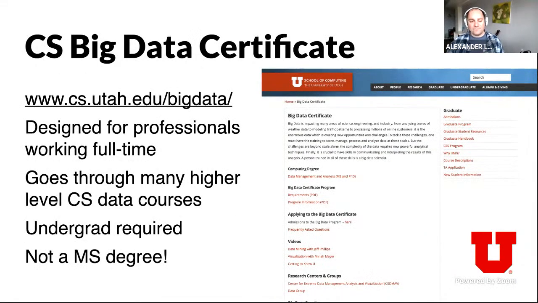From the CS department, there's also the Big Data certificate, which is designed for professionals working full-time. It does go through many of the higher level CS data courses. It requires an undergraduate degree, but it's not an MS degree. It's just a certificate. So you get the certificate, and if you want to, after a certificate, you can switch into a full-on master's program.